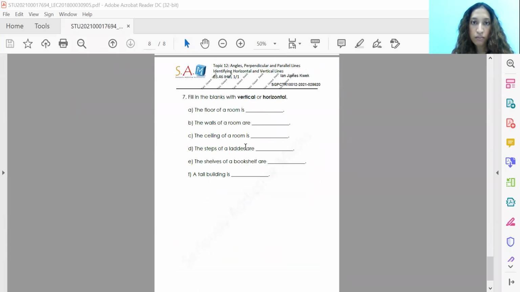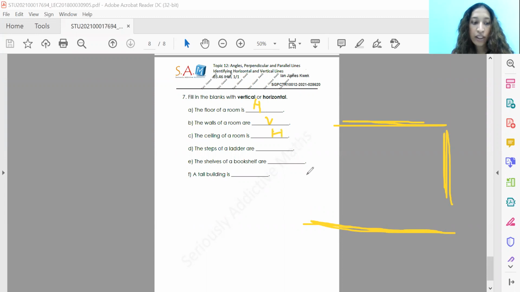Okay, so pause on this video and do this for me. The floor of a room, as you can see, would be horizontal, H for horizontal. The walls of a room are obviously like that, so vertical. The ceiling at the top is also horizontal.